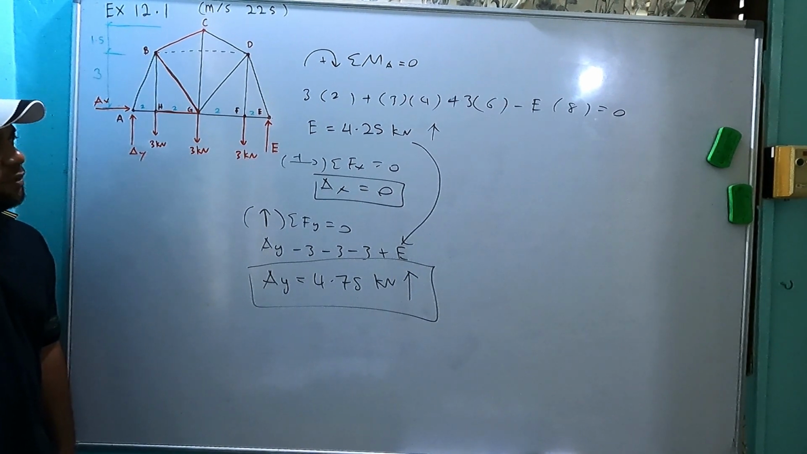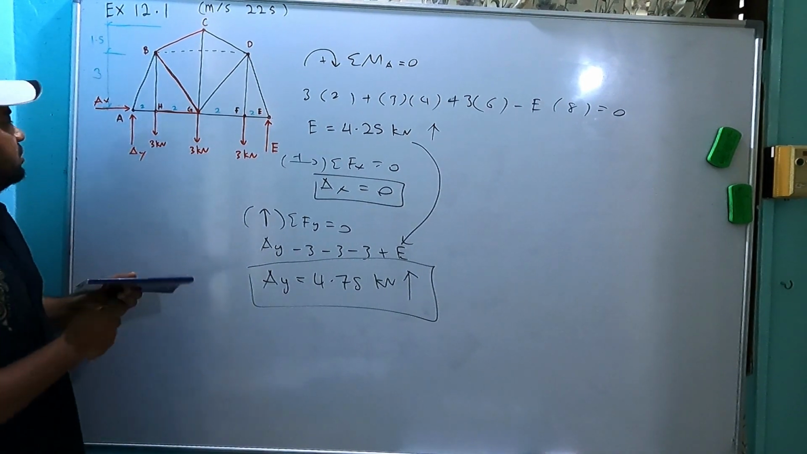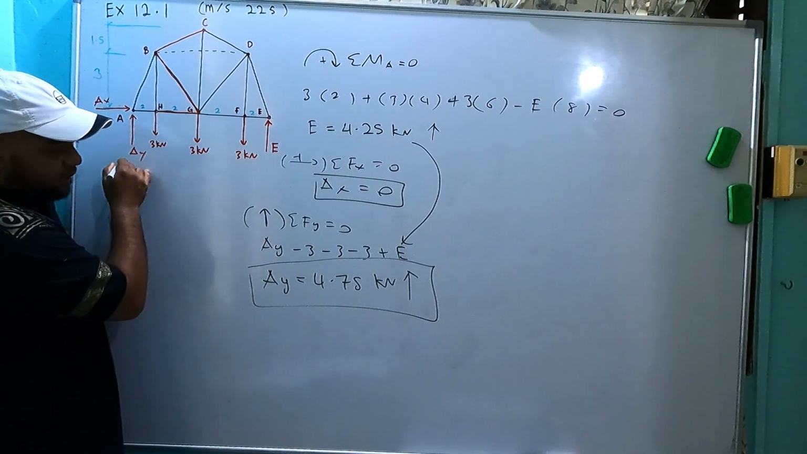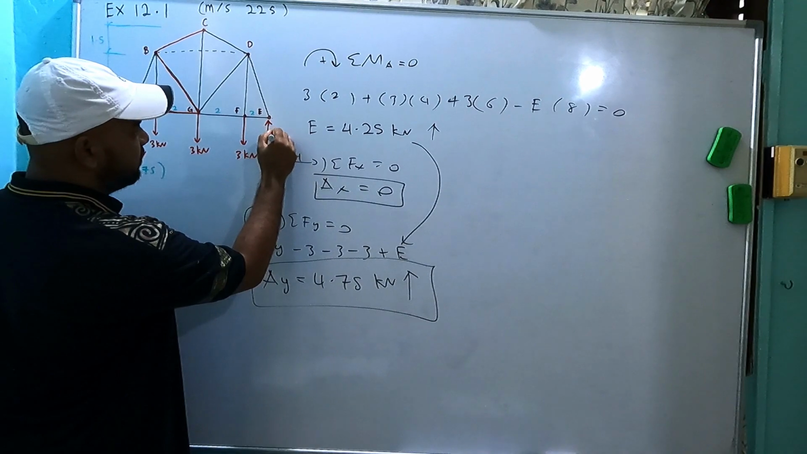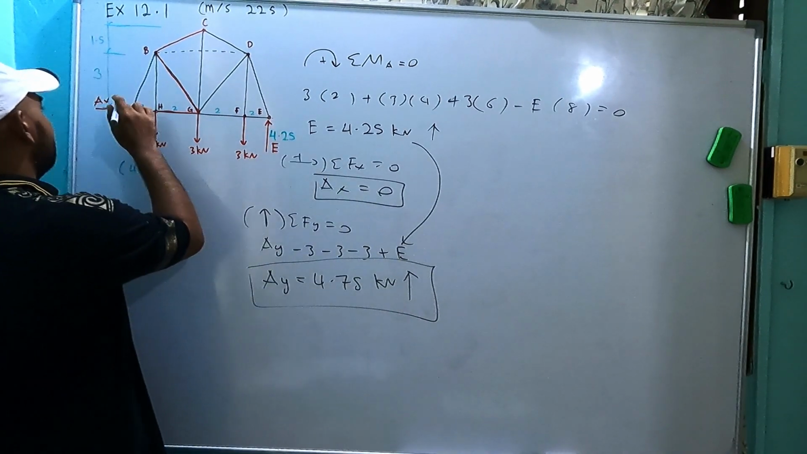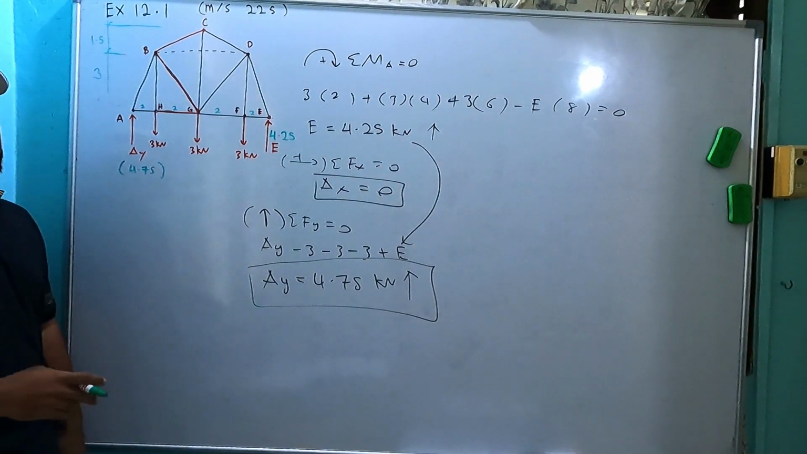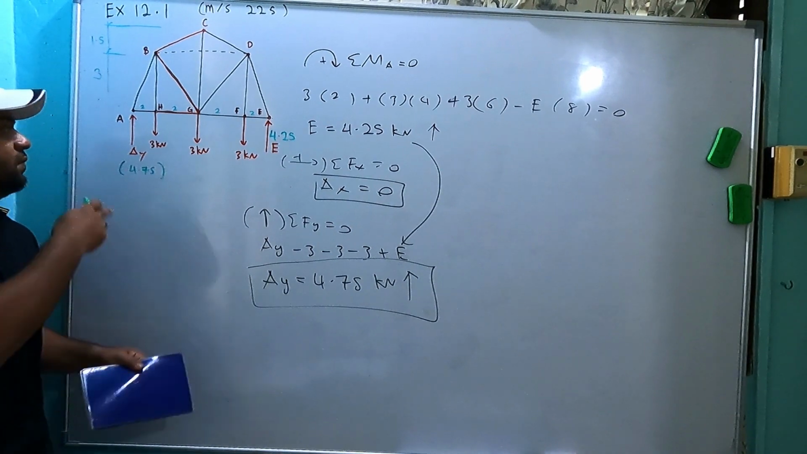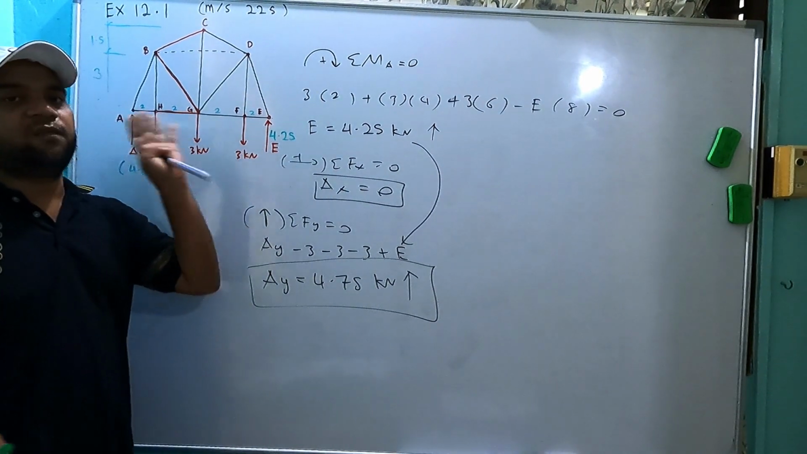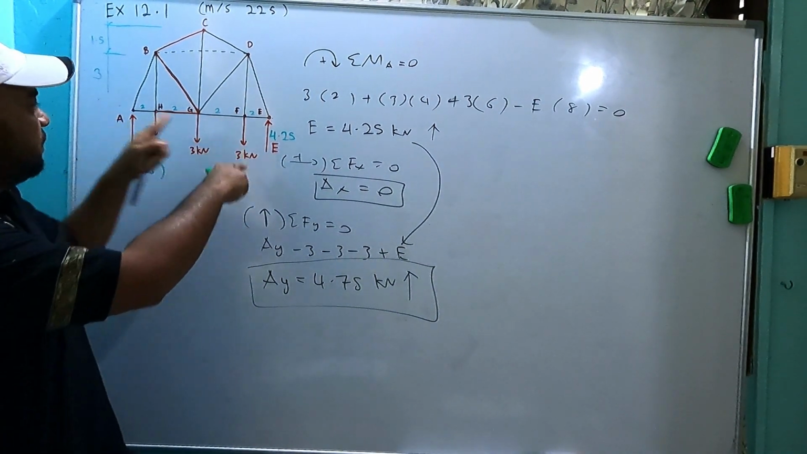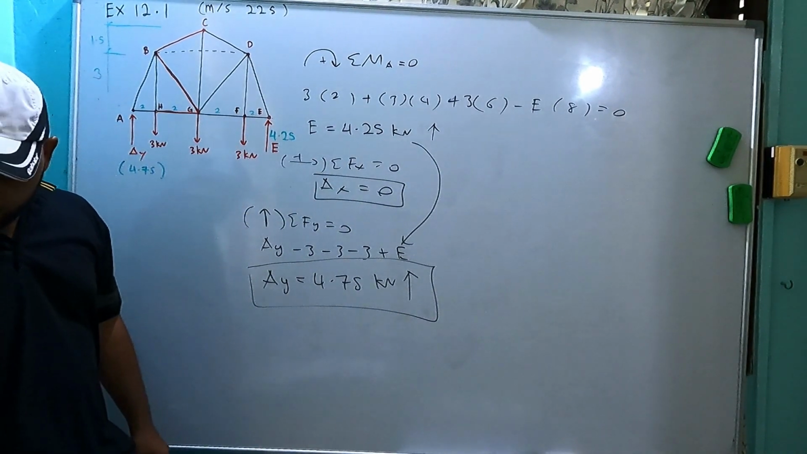So we have the values of E, AX and AY. I will put them here so that we can use them in our calculation. AY is positive 4.75. E is 4.25. AX, I will put away directly because it is equal to 0. So our AX equal to 0, so only these forces remain. We go to the second step. So this is the first step: draw the overall free body diagram and solve for the unknowns at the end of the component.